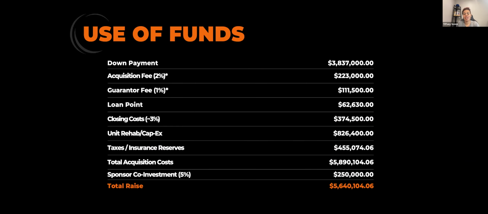All right, so whenever you're going through an offering memorandum, this is something that you should see here. It basically breaks down where all of the money being raised is going. So you'll see where the down payment is going, how much the acquisition fee is, if there's a guarantor fee, how much that is, the loan points, the closing costs, the renovation costs, the taxes and insurance reserves, your total acquisition cost, and then any sort of sponsor co-investment as well. So that way you're able to see exactly where every dollar that's being raised is actually going.